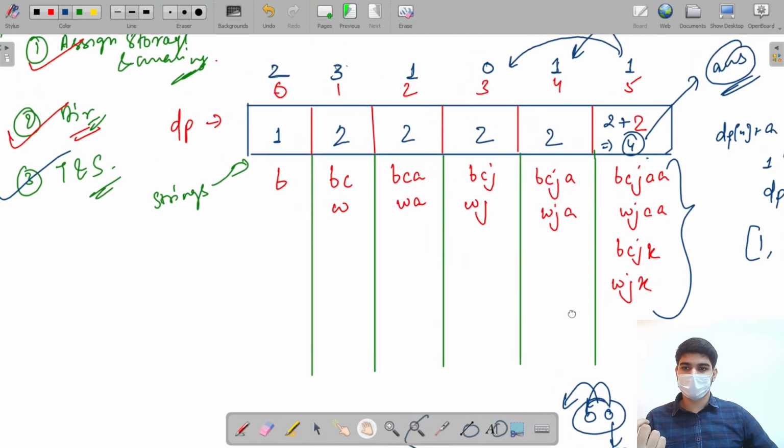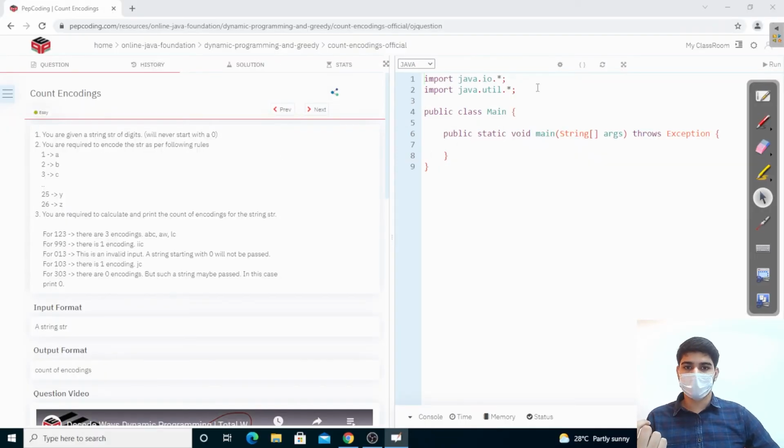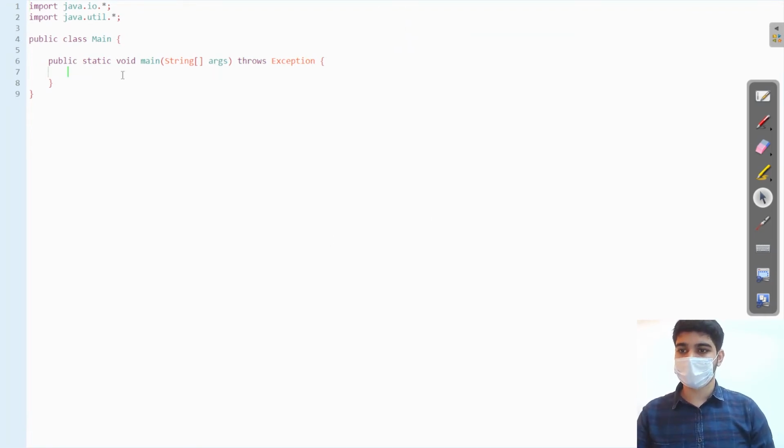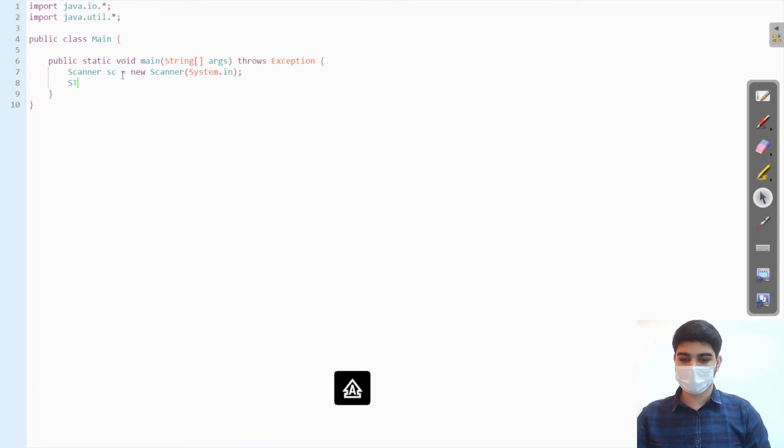So let's try to code this. Let's try to code the traverse and solve. If we go to the code editor over here, what we have to take in input is a string str. So let's quickly do that: Scanner sc is equal to new Scanner(System.in), String str = sc.next().